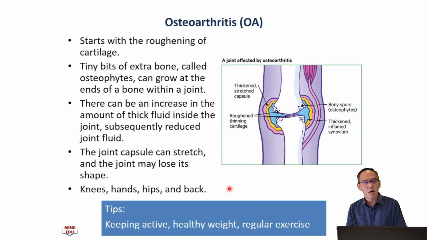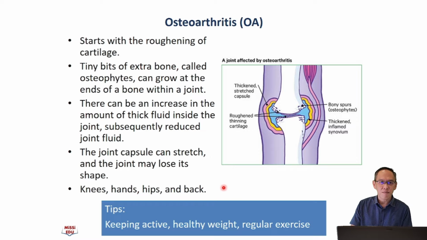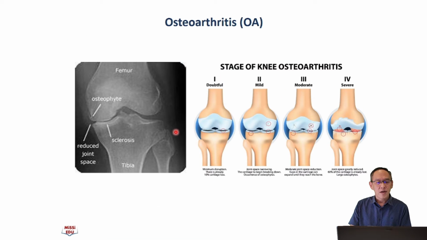So one of the tips about osteoarthritis is to keep active when you are young. Healthy weight and regular exercise can delay the onset of arthritis, or we can even avoid it in our lifetime. Now I can show the x-ray here. This is the typical change of osteoarthritis. You can see the abnormal bone growth here, the spikes here, and a lot of thickening, inflammation, and scarring over the cartilage area, which we call sclerosis. And there's a reduced joint space. We stage osteoarthritis based on the degree of damage over the joint area, from stage 1 to stage 4, which is the worst and most severe.